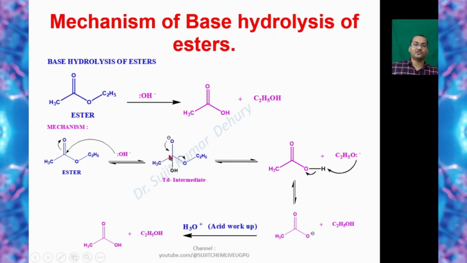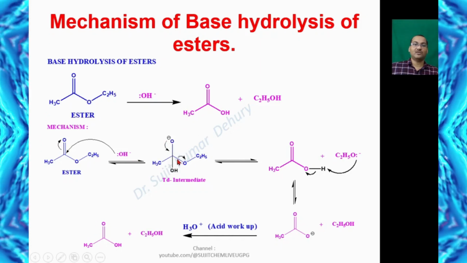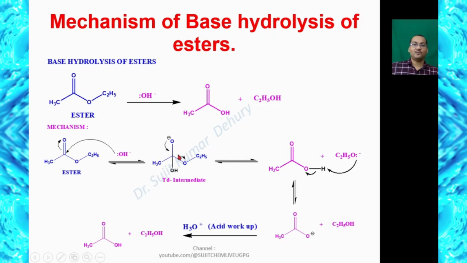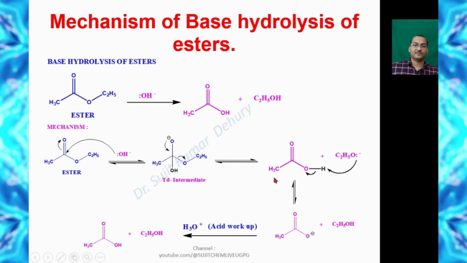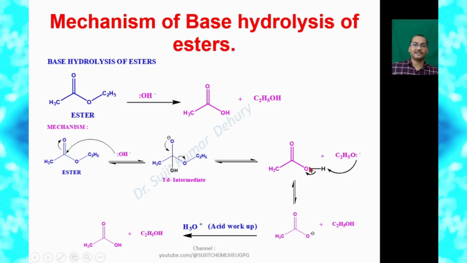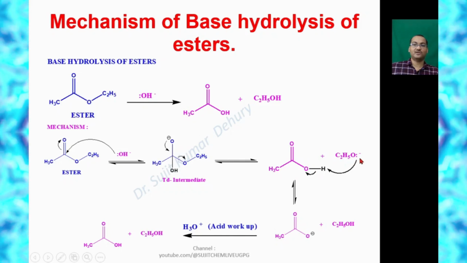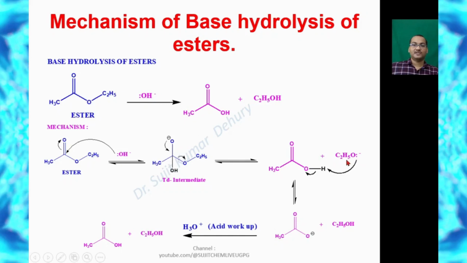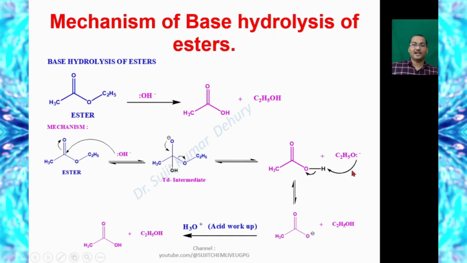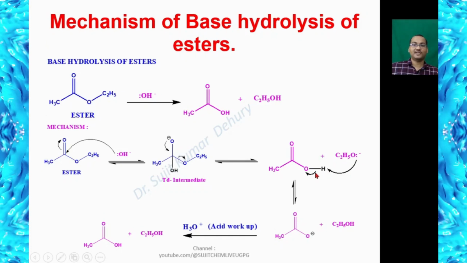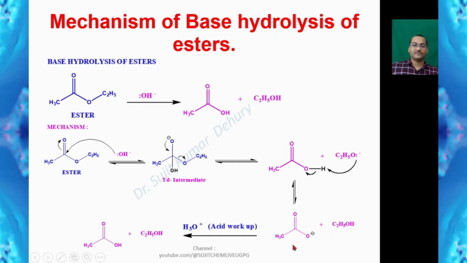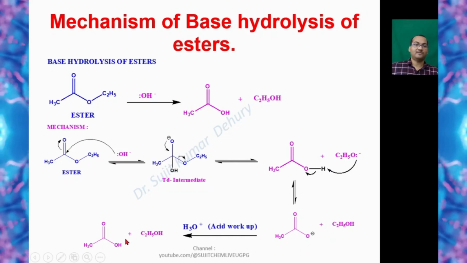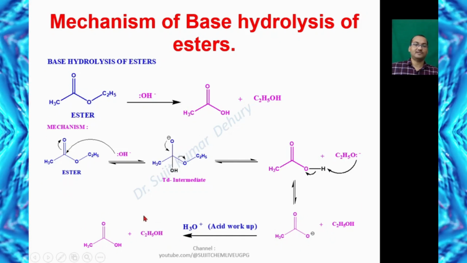When this O minus comes back, it will kick out, or this C-O bond will break on oxygen. As a result, you get this carboxylic acid plus C2H5O minus. This C2H5O minus again can take the proton from the acid, resulting in the anion. Upon acidic workup, you get the carboxylic acid plus alcohol.